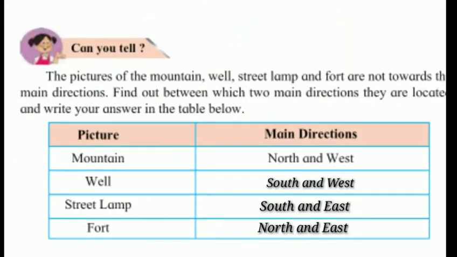Now see students, coming again to page number 82. Can you tell, the pictures of the mountains, well, street lamp and fort are not towards the main directions. Find out between which two main directions they are located and write your answer in the table below. Now students, you see the mountain is in the north and the west direction. The well is in the south and the west direction. The street lamp is in the south and east direction, and the fort is in north and east direction.